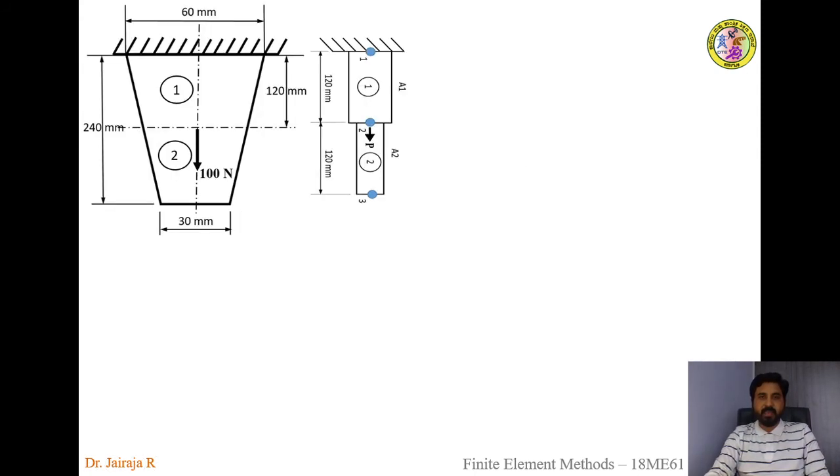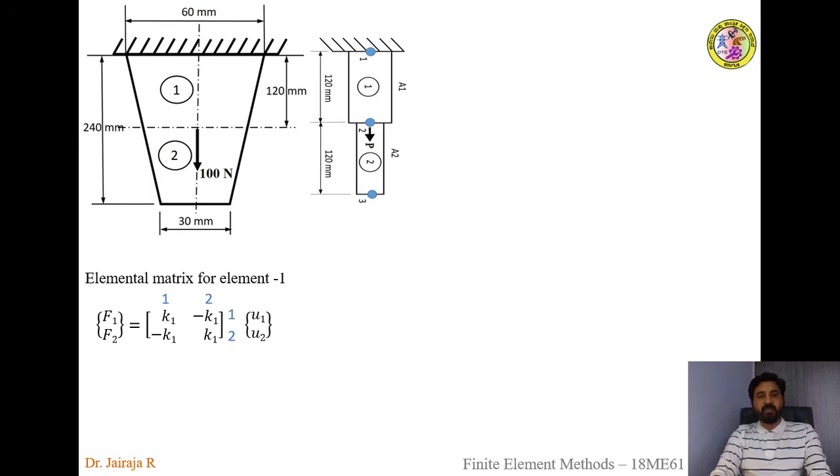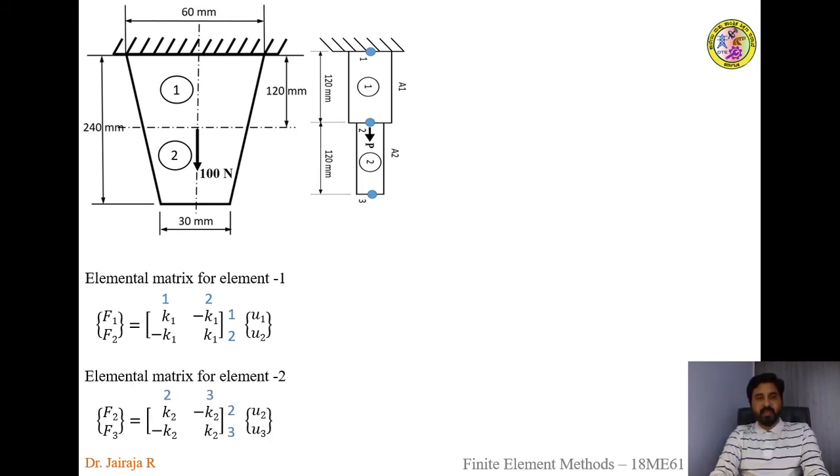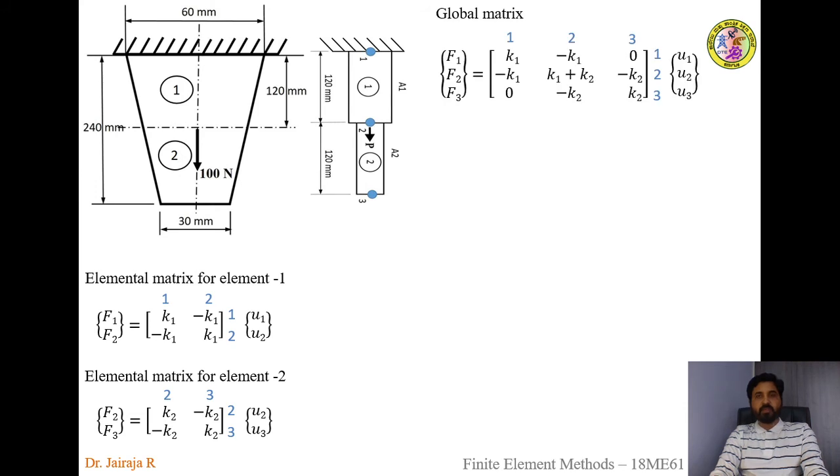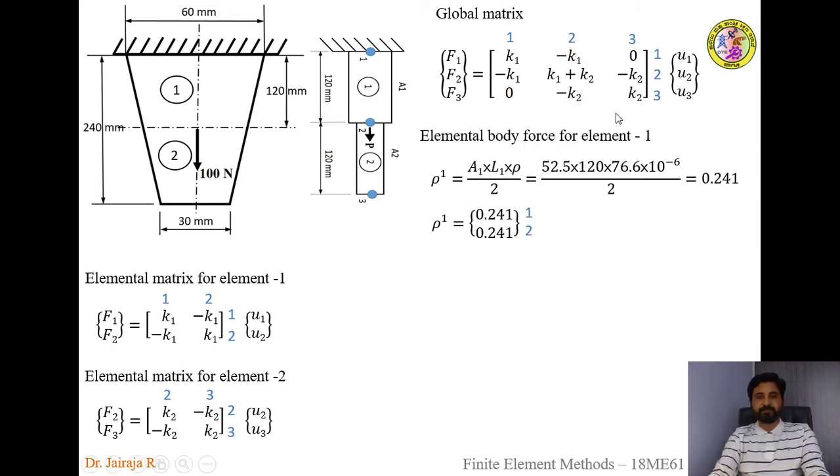We can see here the elemental matrix for element 1 and the elemental matrix for element 2. So the global matrix can be obtained from the elemental matrices. Since there are three nodes and each node has only 1 degree of freedom, the order of the stiffness matrix is 3 cross 3. Here in this problem, as I told, body force is also given and externally applied force is also given. How to construct the force vector?